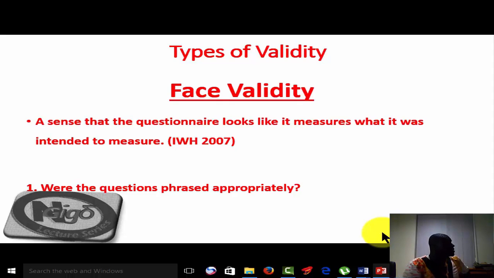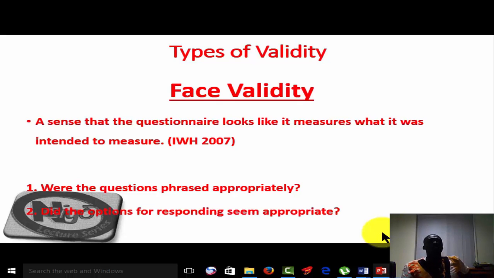So we didn't do anything. We have turned ourselves into experts. We look at the question on the surface value, and we think that cannot be used to assess perception of teachers as far as epilepsy is concerned. So the questions were not phrased well, were not phrased appropriately.